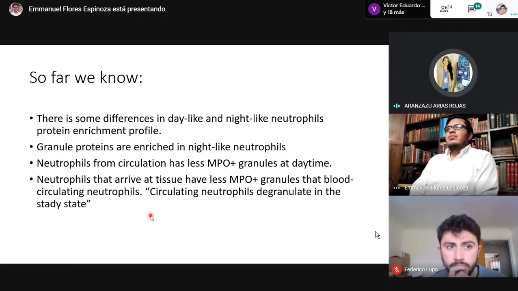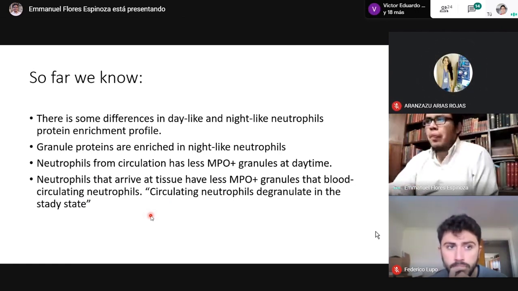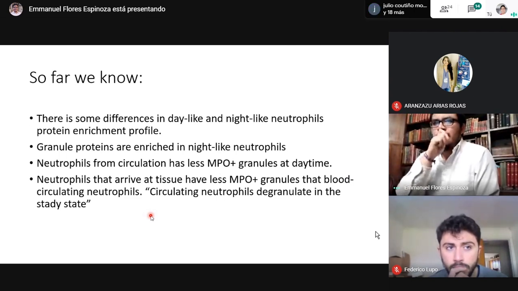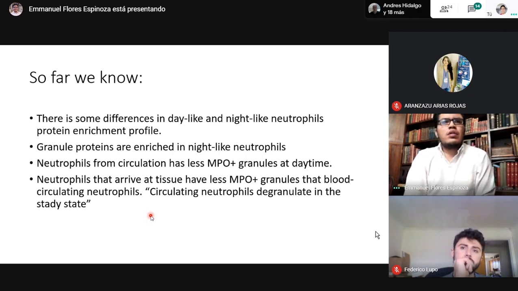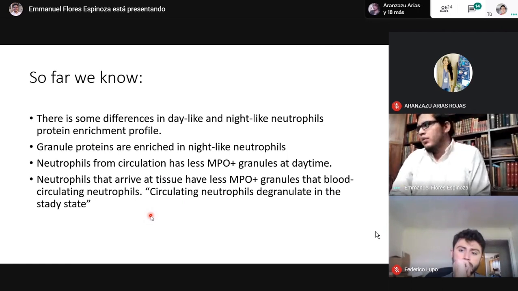Okay, thank you. I also was wondering about this steady state degranulation and how similar or different it is compared to a degranulation activated by encountering a pathogen. Is it something that might be through a passive process, or are neutrophils actively degranulating throughout their lives?